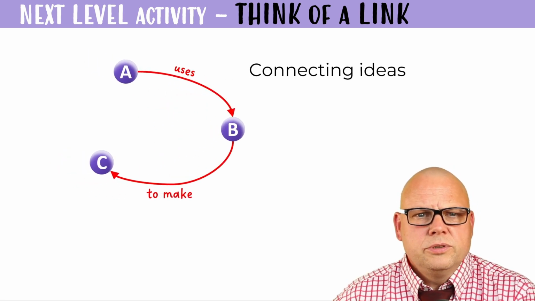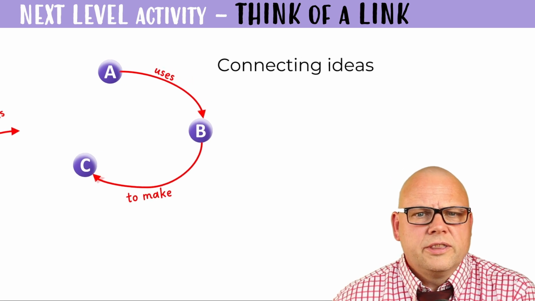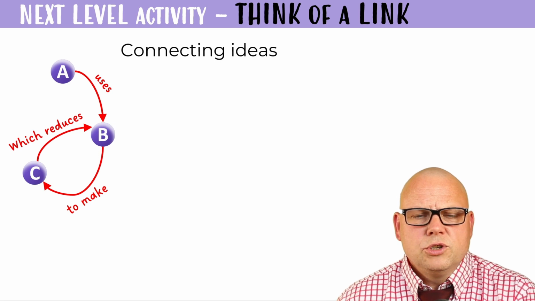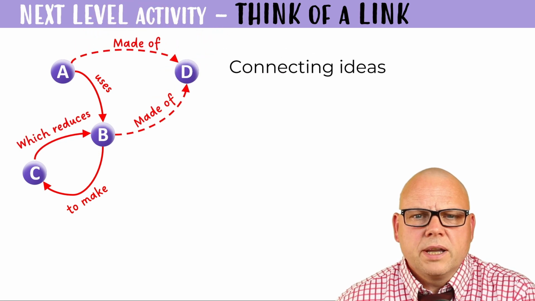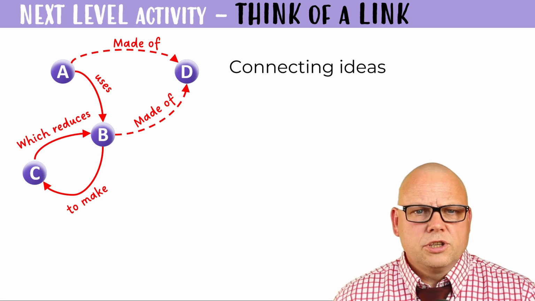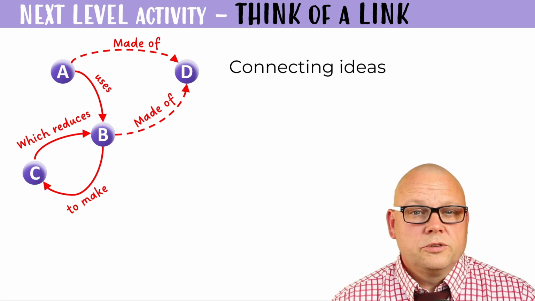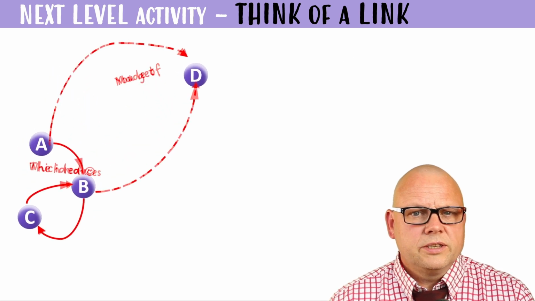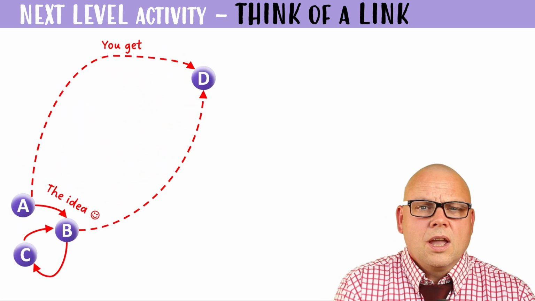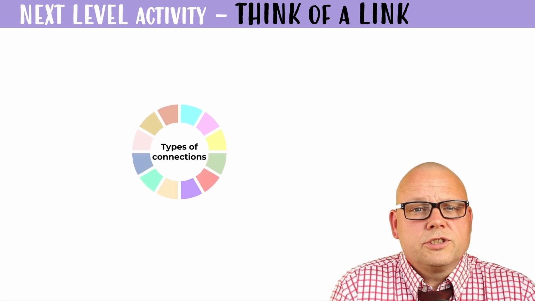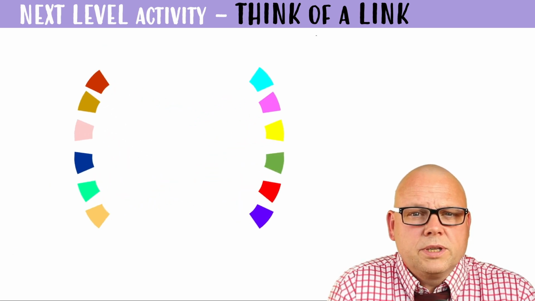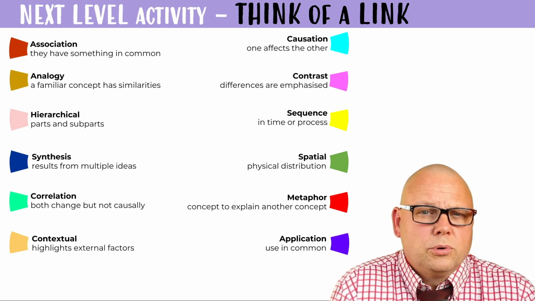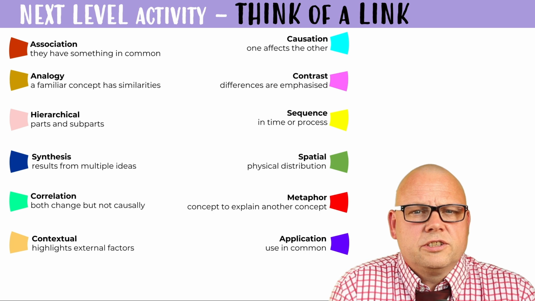Here we've got A uses B to make C. Then I might make it slightly more complicated. C then reduces B, and we might bring in other information. And it could get more and more complex as you go on. So what you are doing is making connections between ideas and describing them. Okay, that's just up to you how you do that. I'm going to give you a list of the different types of connections that you can have between different facts. Now, this is here really for you later on. If you want to, you can pause the video, have a look at these, just as a reference point if you're interested.